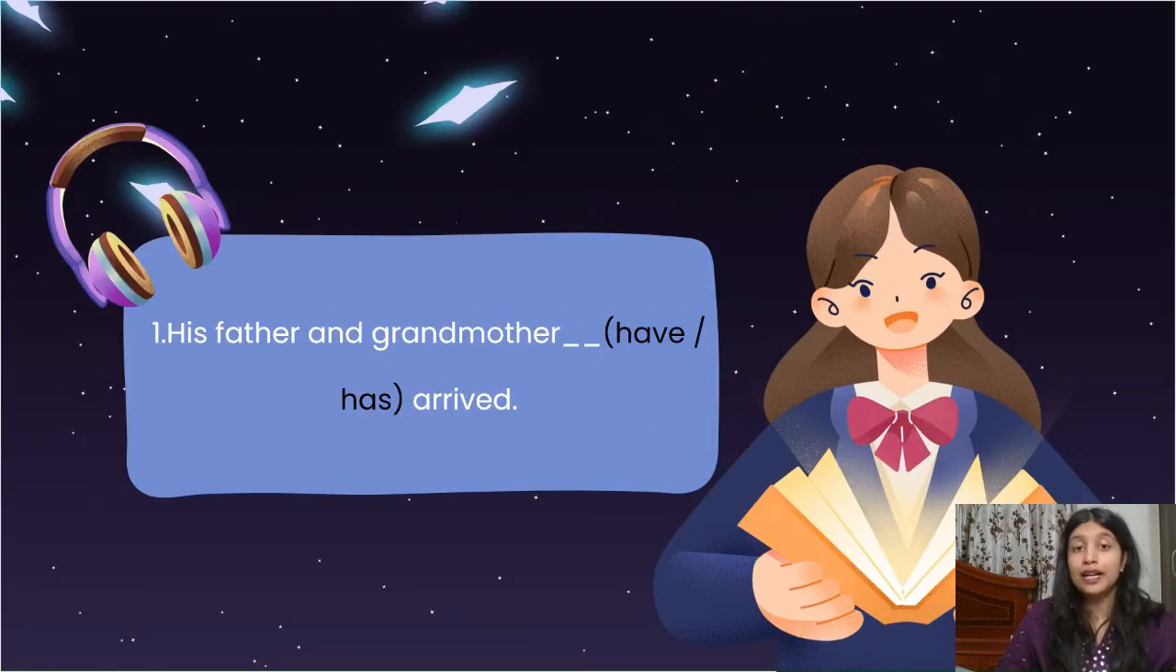His father and grandmother dash arrived. So what is the answer for this? So the answer for this is have arrived, because the subject is plural now. Here there are two people, father and grandmother. So you'll use have. If it was singular, then you would use has.